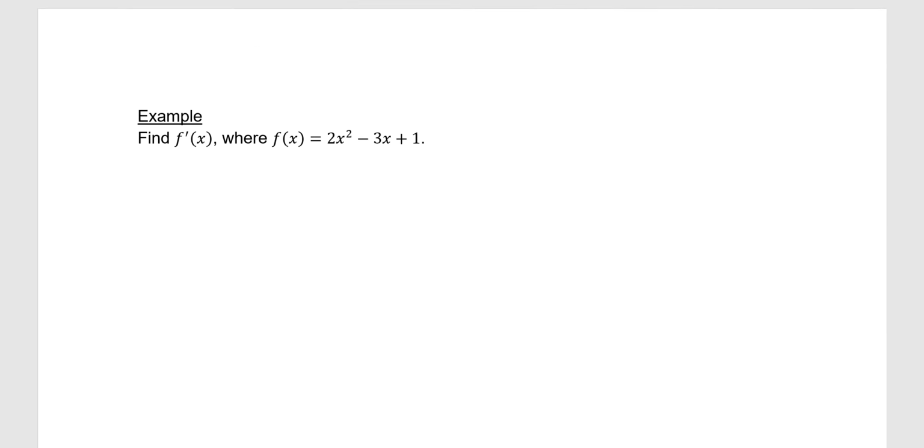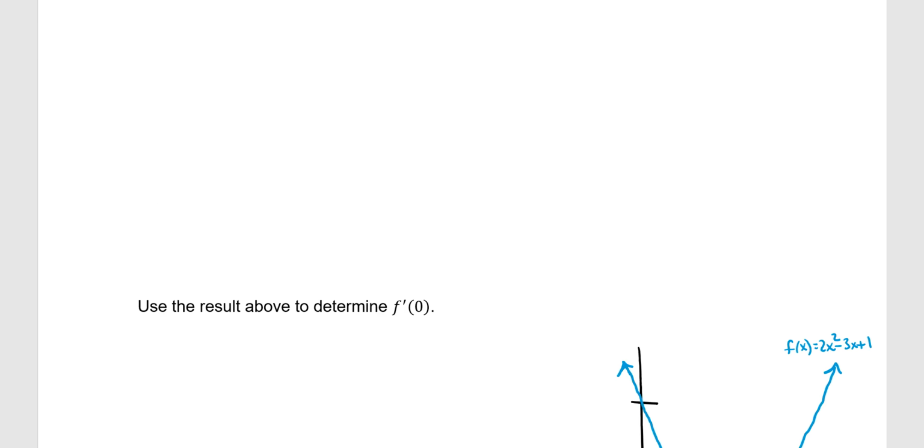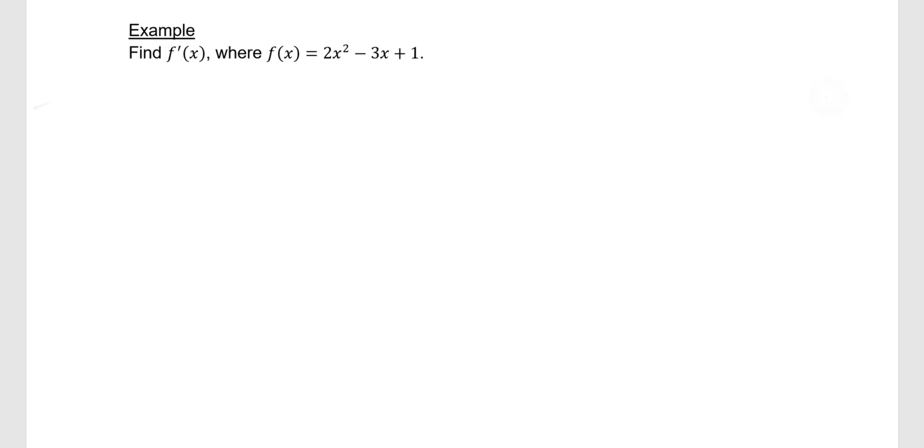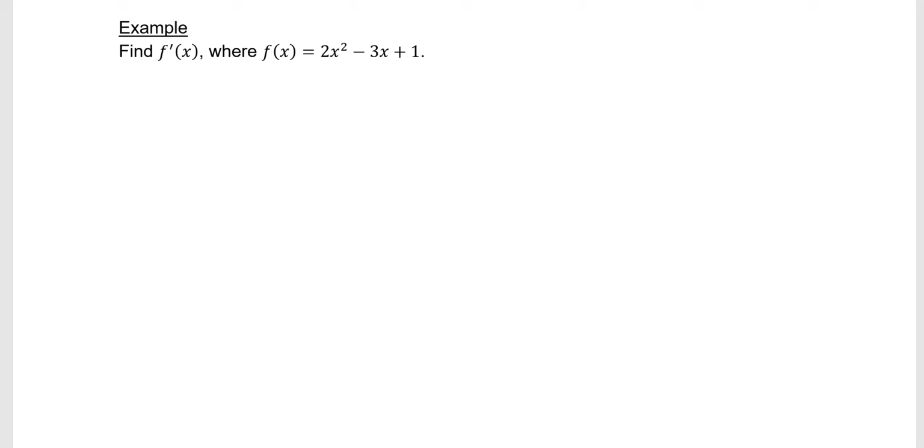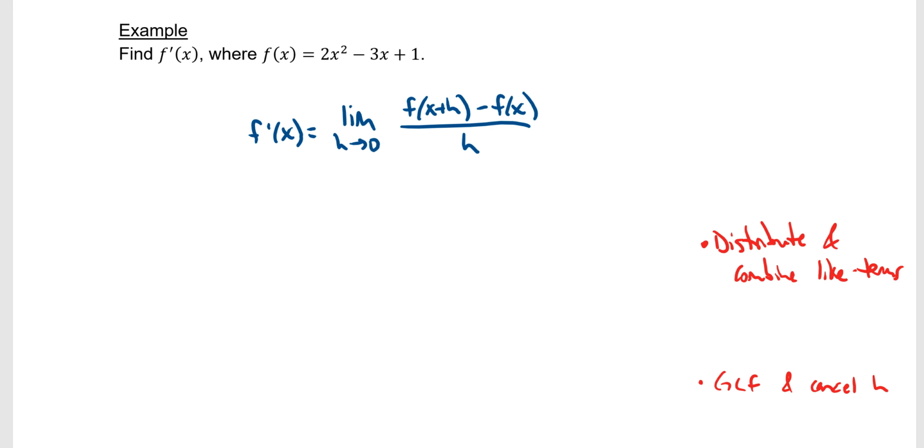All right, let's see one more, I think, here. So let's find the derivative where f of x equals another quadratic, 2x squared minus 3x plus 1. So we write down our formula, and I put the steps we'll be doing over there on the right as well. So we have our formula.